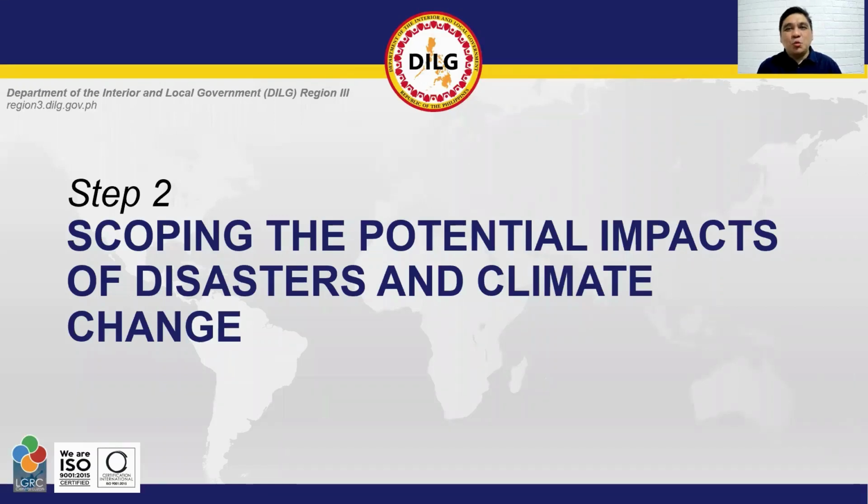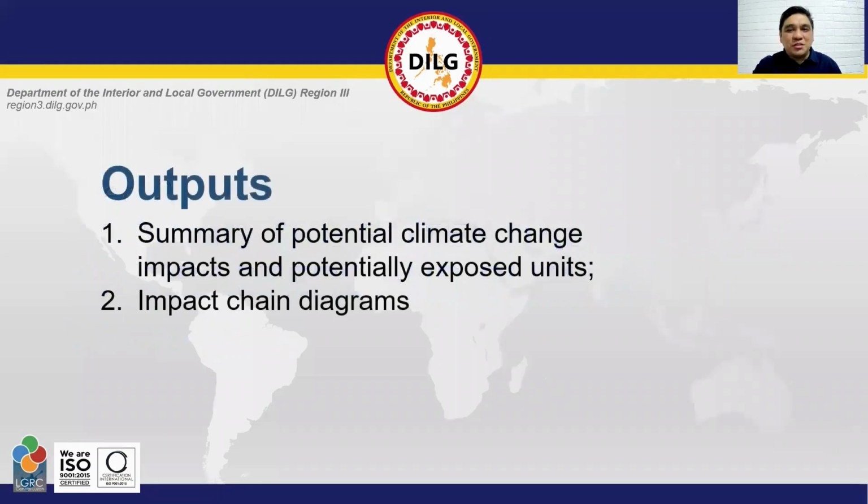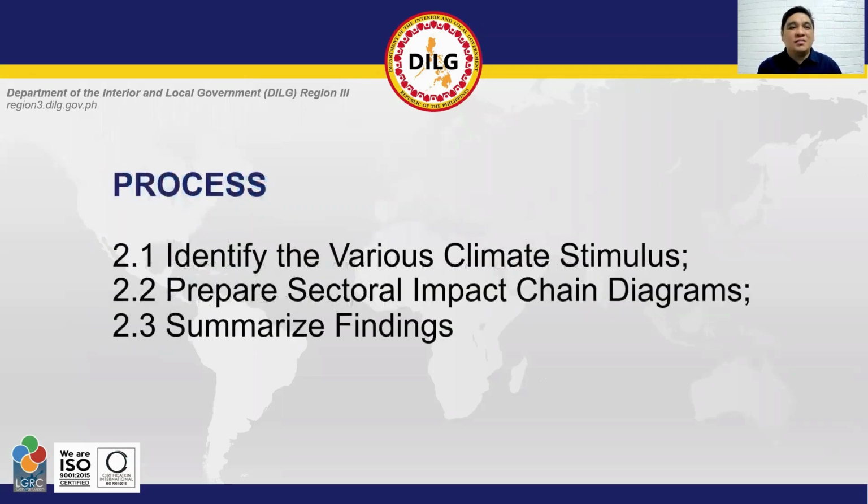In this step, we will scope the potential impacts of disasters and climate change. There are two major outputs that we must accomplish in this step. Number one is the summary of potential climate change impacts and potentially exposed units. And second is the impact chain diagrams. The processes involved are identify the various climate stimulus, prepare sectoral impact chain diagrams, and summarize findings.